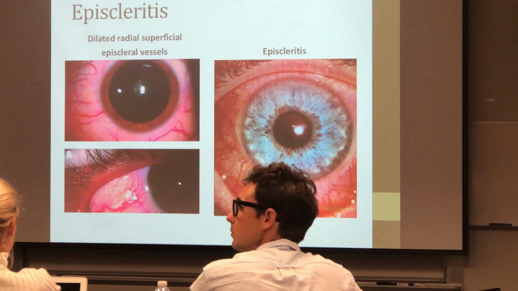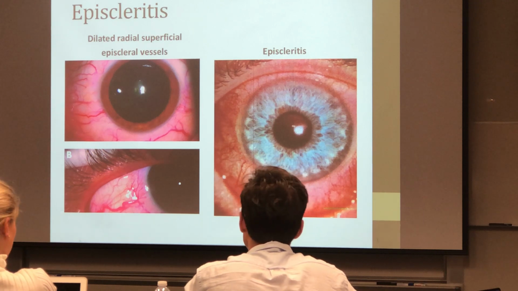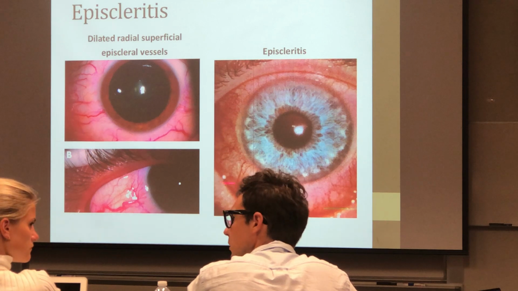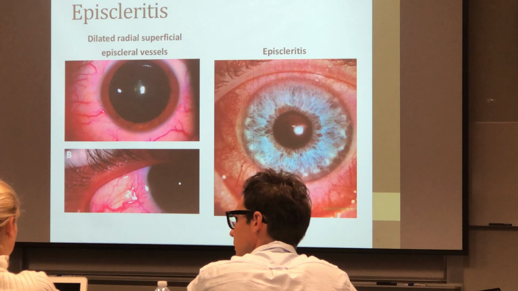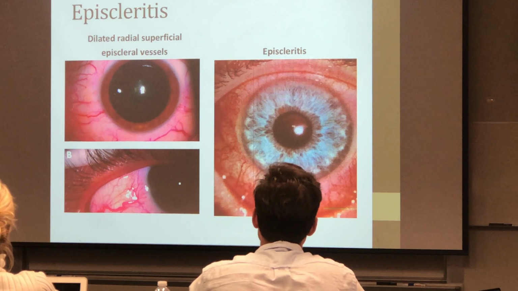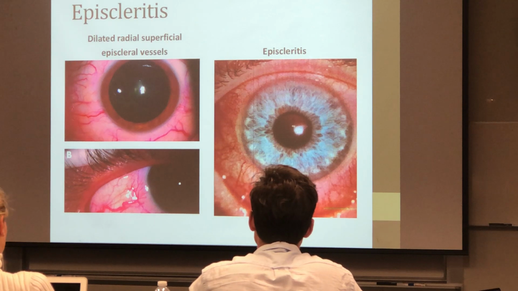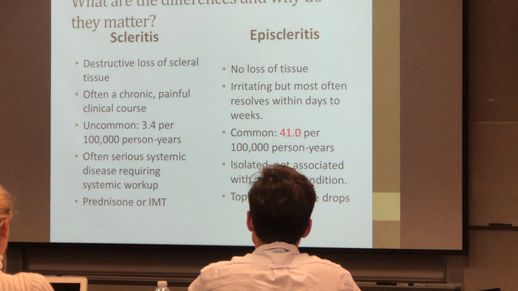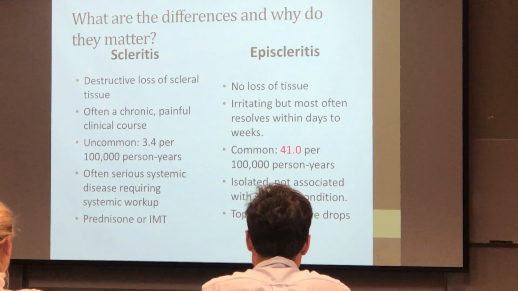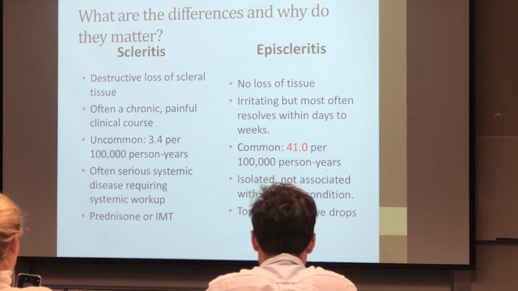Episcleritis is different. You can see here the radial blood vessels and the superficial episcleral vessels are prominent and swollen. And that's going to look different than what you see with scleritis. I'll go over that later. But this chart here compares scleritis with episcleritis.